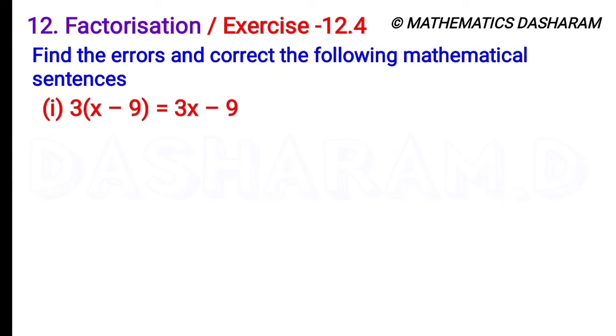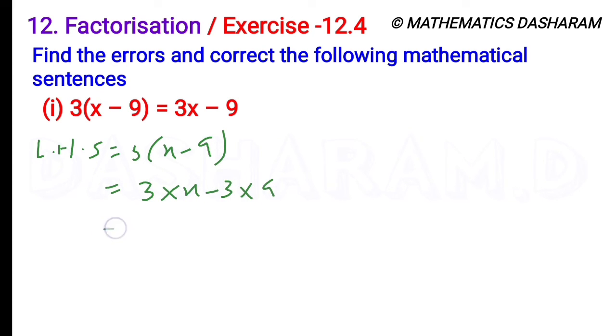Exercise 12.4. Find the errors and correct the following mathematical sentences. So here the first question, 3 bracket of x minus 9 equals 3x minus 9. So the LHS equals 3 bracket of x minus 9. Multiply 3 inside: 3 into x minus 3 into 9. 3 into x is 3x, 3 nines are 27, but it is not equal to the RHS. So the given mathematical sentence is wrong. The mistake is here: 3 into 9 equals 27.